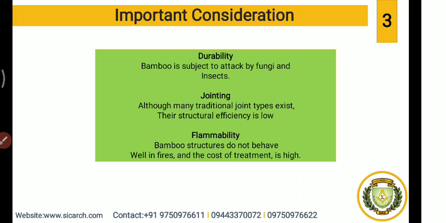While constructing a building with bamboo, the following important considerations have to be seen. Durability. Bamboo is subject to attack by fungi and insects. Jointing. Although many traditional types of joints are available for bamboo, their structural efficiency is low. Flammability. Bamboo structures do not behave well with fires, and the cost of treatment is also high.